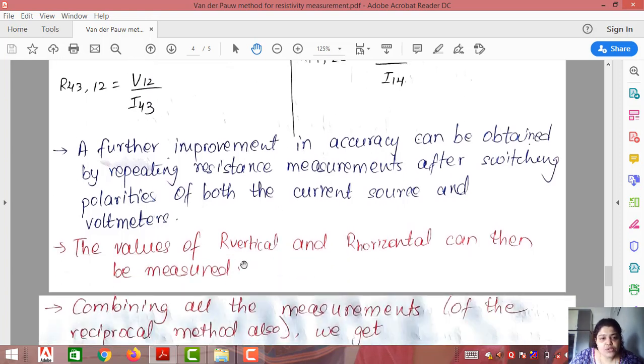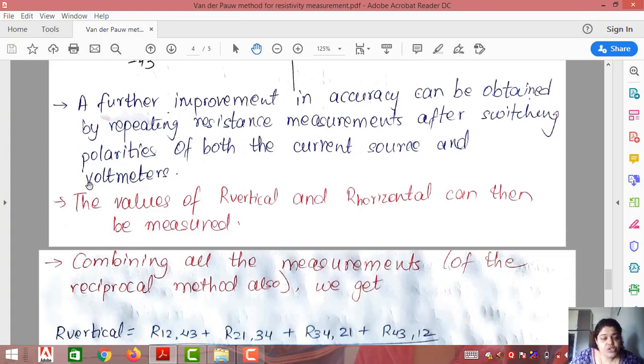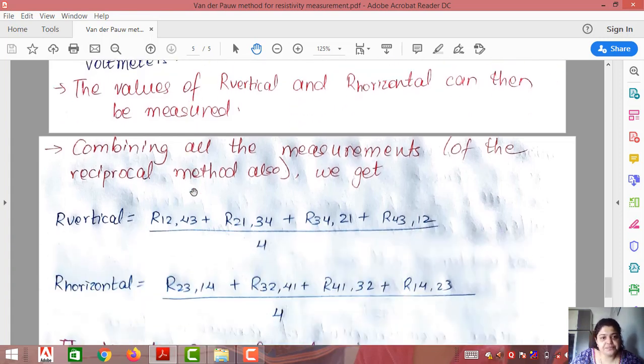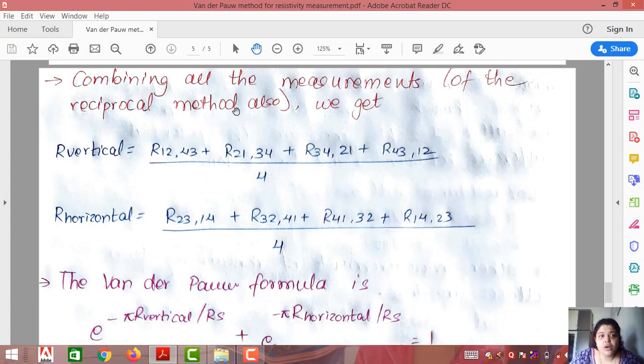So the values of R vertical and R horizontal can then be measured. So one is through positive DC, you get 8 measurements, then negative DC, you get 8 measurements. Do not forget to change the polarity of the voltmeters. If you are reversing the current, the voltmeter's polarity should also be reversed.